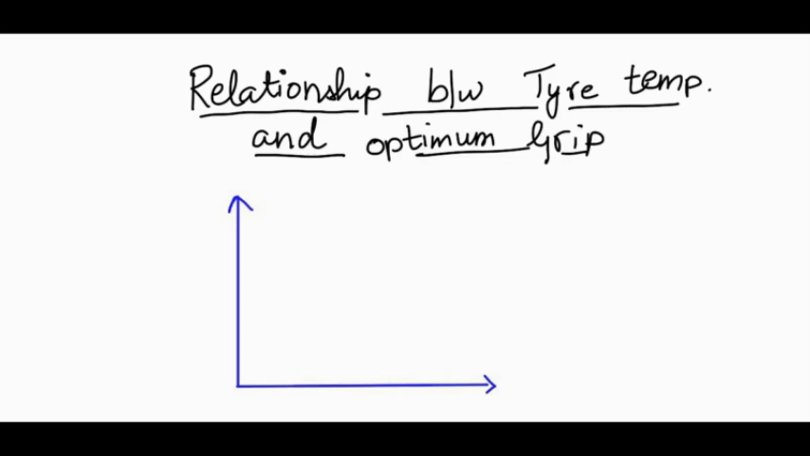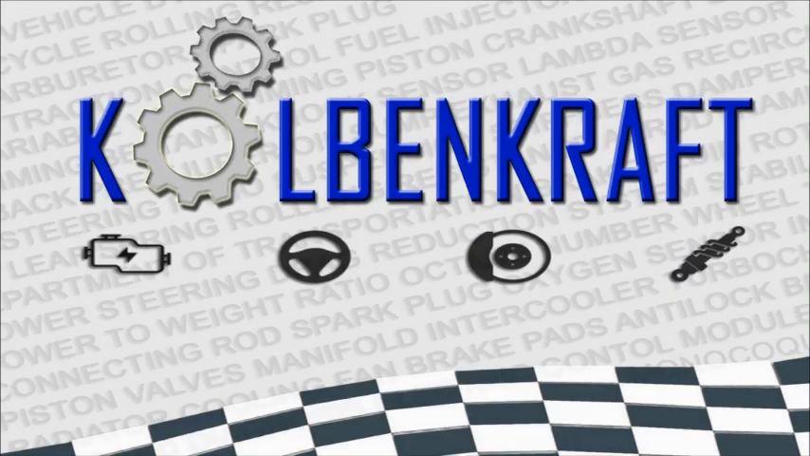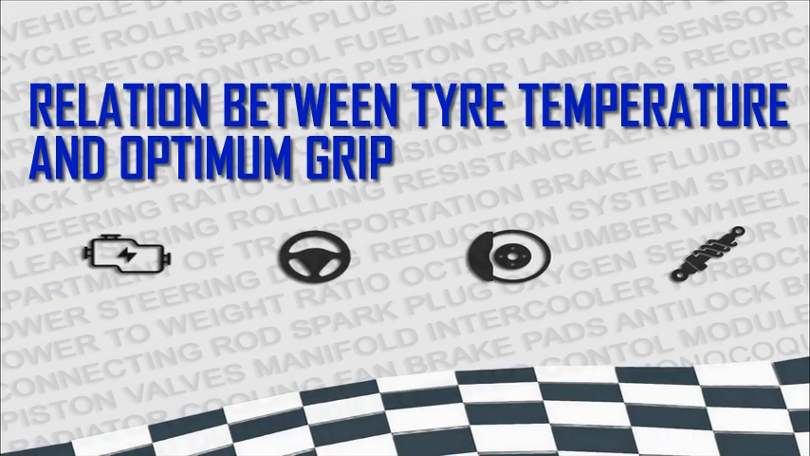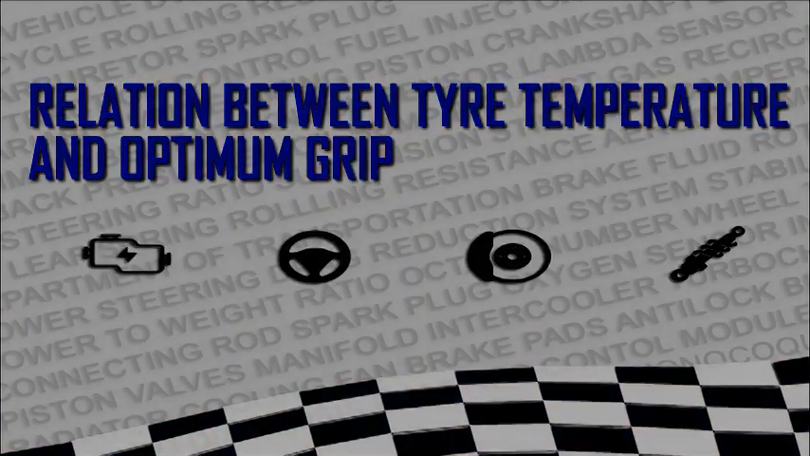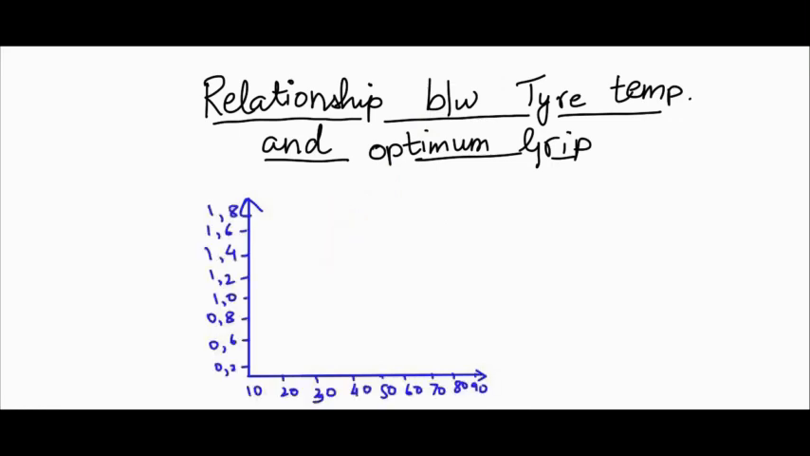Now we know that there's always a relation between the grip and the tire temperature. But today in this video, we'll see what actually this relationship is. One method of finding out the optimum grip is plotting a graph of G-force versus the temperature. So here we have the G-force on the y-axis and the temperature of the tire on the x-axis.